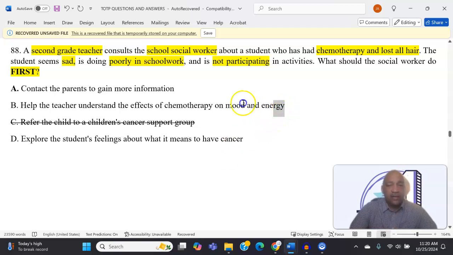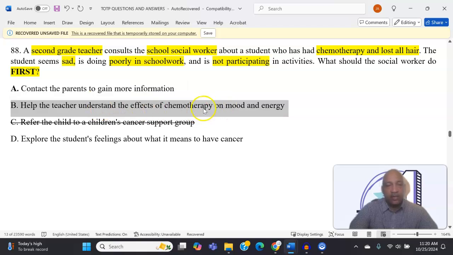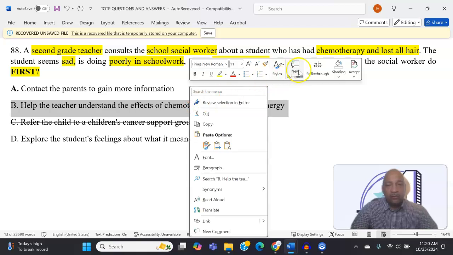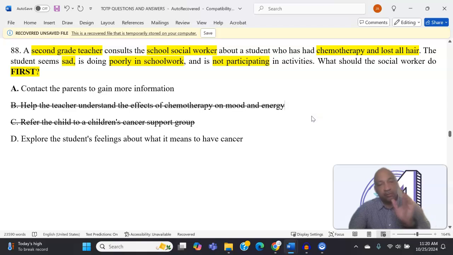Another thing that you guys in the Facebook group particularly have already marked or chosen is to help the teacher understand the effects of chemotherapy on mood and energy. Again, while that might be useful and important, it's not going to be first. It's not going to be the primary thing that we focus on to resolve this. So the two most chosen answers in the poll were contact the parents or explore the student's feelings.